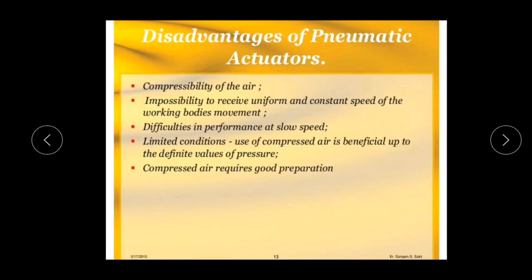Dear students, there are disadvantages of pneumatic actuators, which are the compressibility of the air, making it impossible to receive uniform and constant speed of the working body's movement, difficulties in performance at slow speed, and limited conditions: the use of compressed air is beneficial up to definite values of pressure. Compressed air requires good preparation.